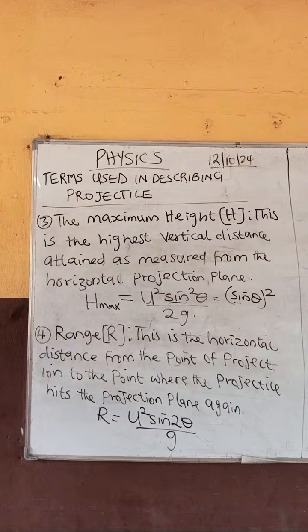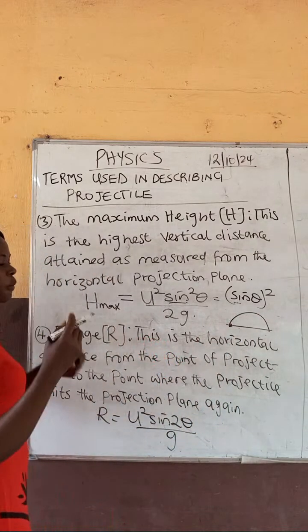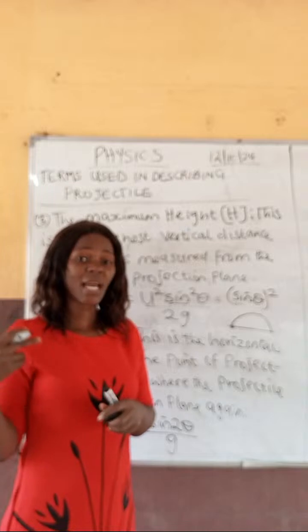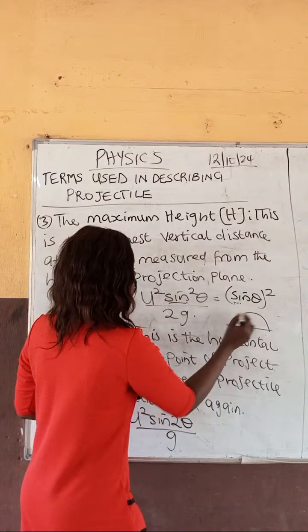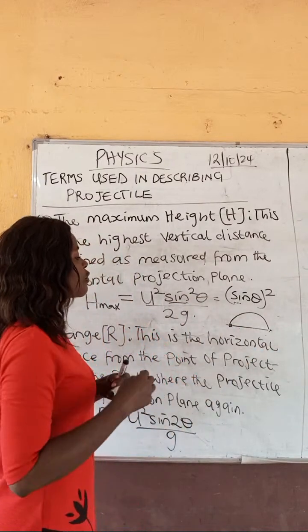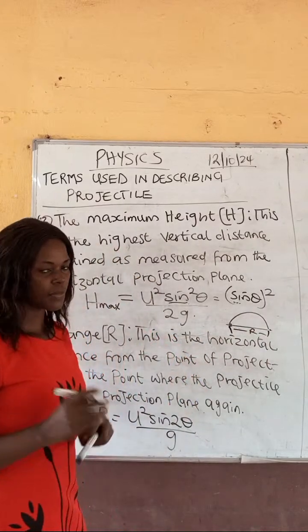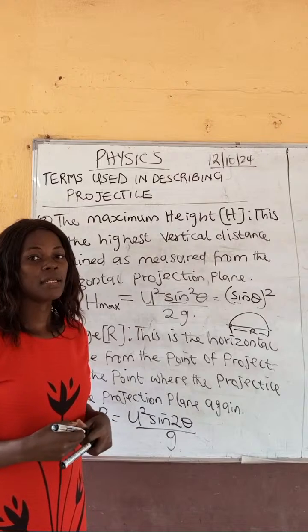Now we have the range. The range is the horizontal distance from the point of projection to the point where the projectile hits the projection plane again. If I use this illustration to explain the range, this is the point from which an object was thrown. This is the point at which a bullet was fired. This is the point at which an athlete started the high jump, right? So if the bullet moves and returns to this ground, and we measure the horizontal distance from here to here, we call it range. I hope you get it now. And because it is a horizontal distance, it is measured in meters.